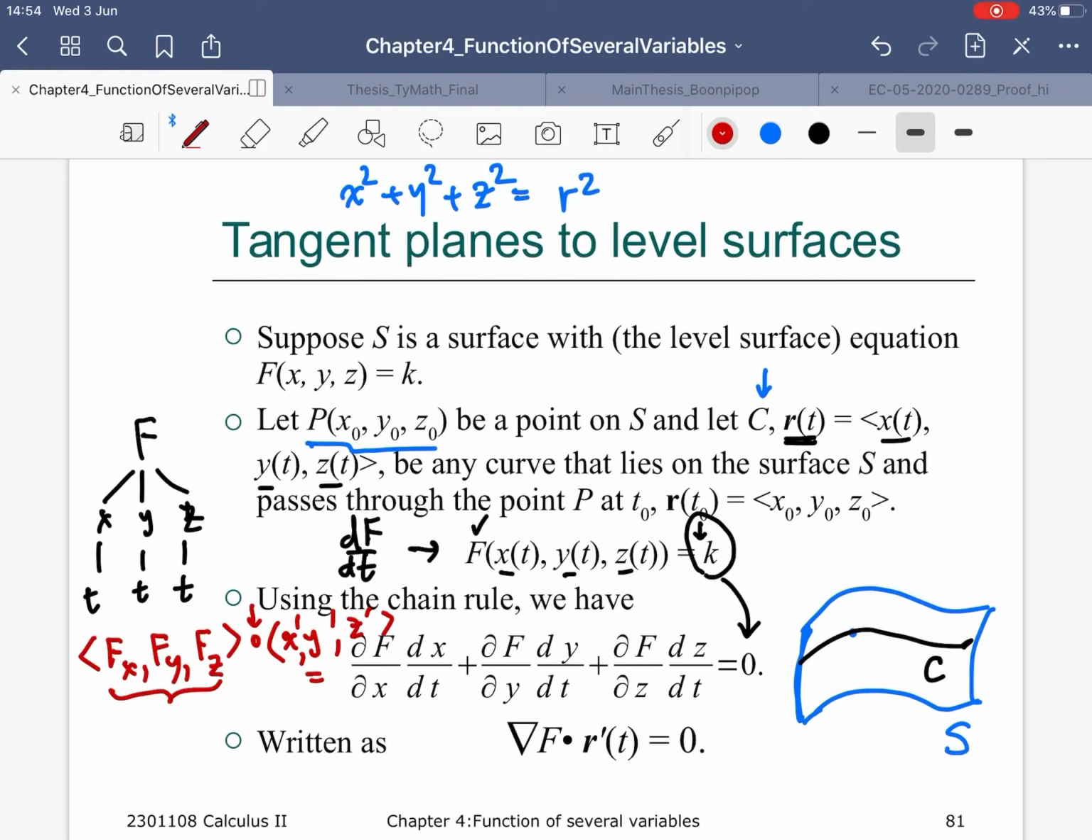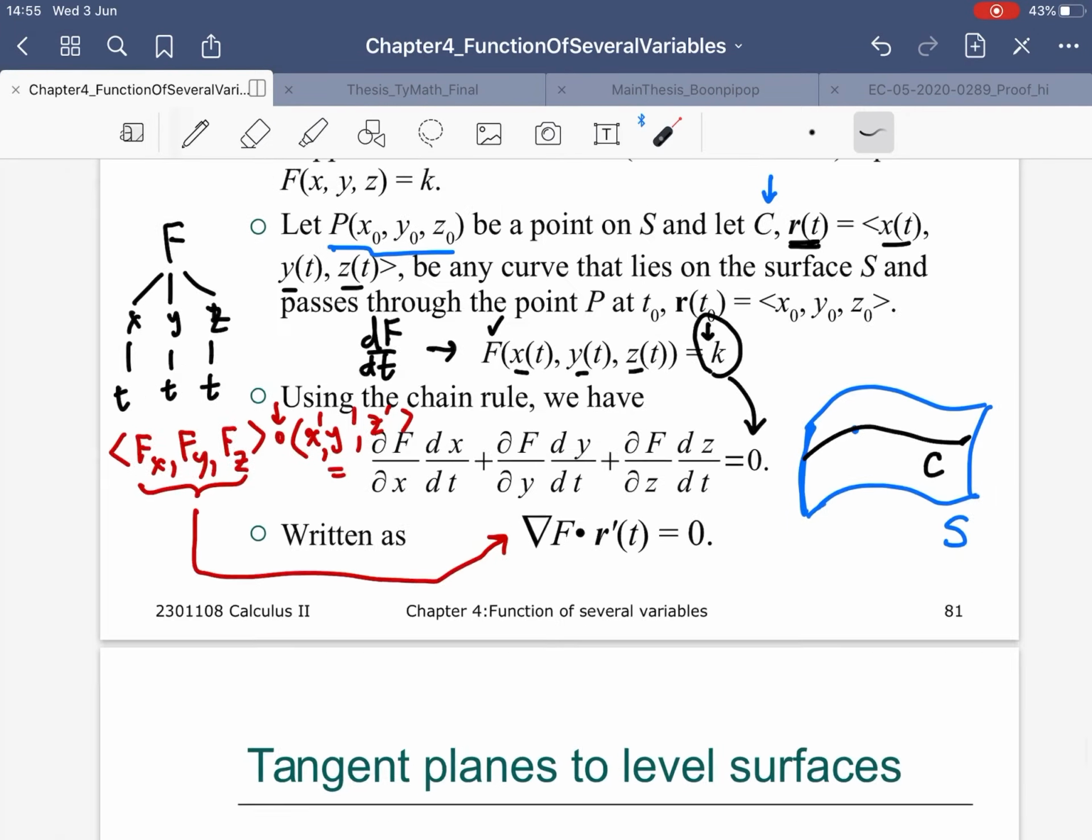What is this one that we have learned before? This one is the gradient of your f, and x prime, y prime, z prime is actually your small r with a derivative taken. So from this relation we have the gradient of capital F dotted with your r prime equals 0.